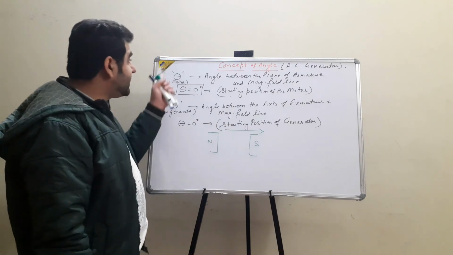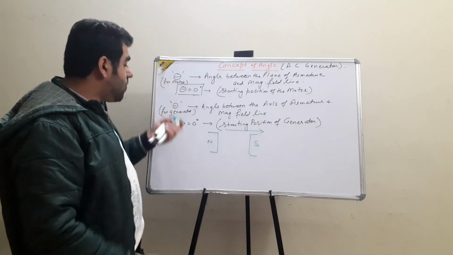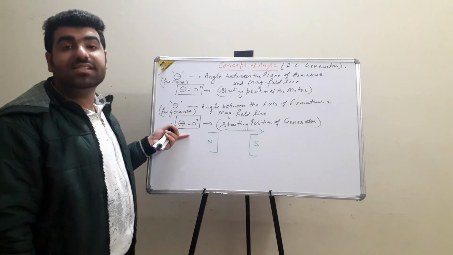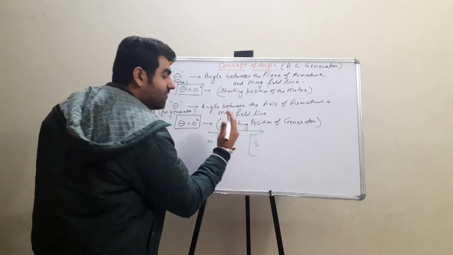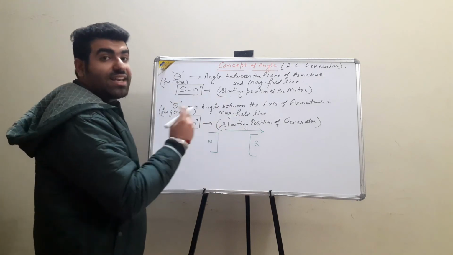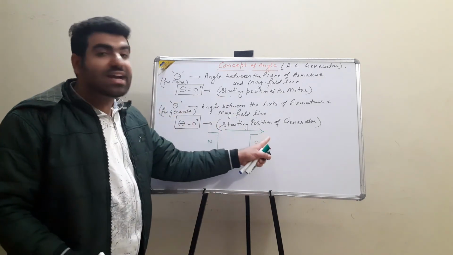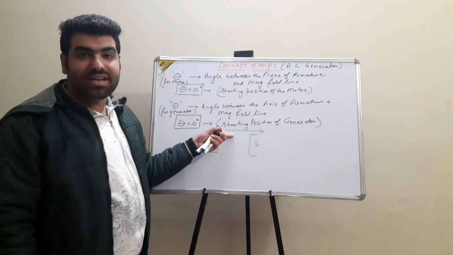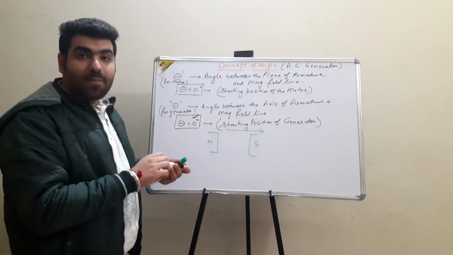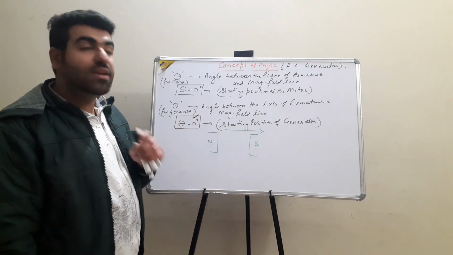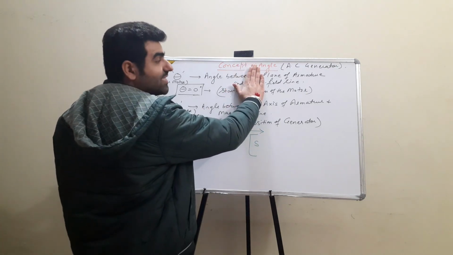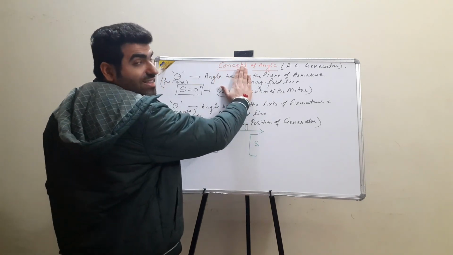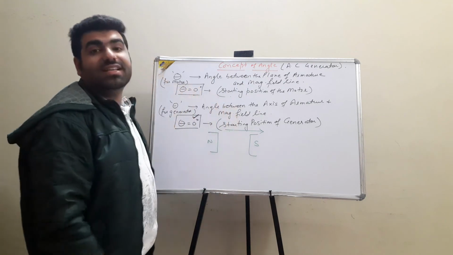So just by changing the definition of theta, theta will be 0 degrees in both cases, generator as well as motor. So this is the starting position where the armature is placed at 90 degrees. The plane of armature is perpendicular to the magnetic field line, but the axis of the armature is parallel to the direction of the magnetic field line, giving theta as 0 degrees. The important thing to remember is that in motors the armature is placed like this, and in generator the armature is placed like this. Starting position of motor is like this, starting position of generator is like this.